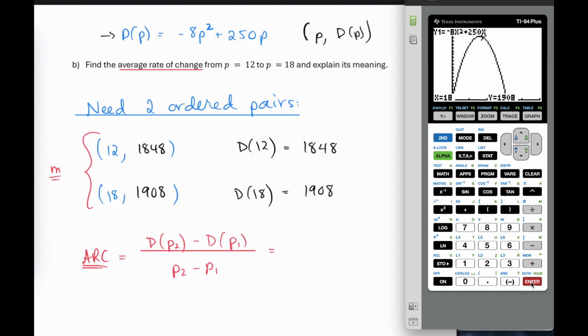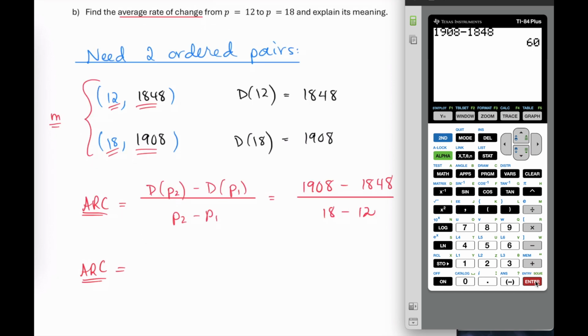So now we're looking at the demand at the second price, which is 1908, minus the demand at the first price, which was 1848, divided by the second price, which was 18, minus the first price, which was 12. Subtracting the values in the numerator, we get 60, and in the denominator, 18 minus 12 is just 6, so our average rate of change is 10.